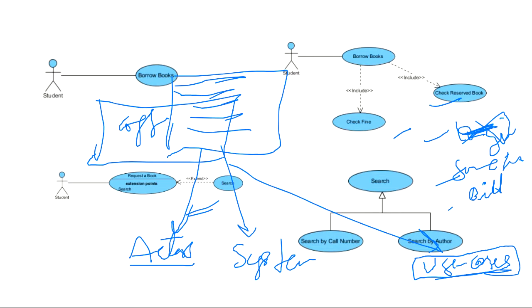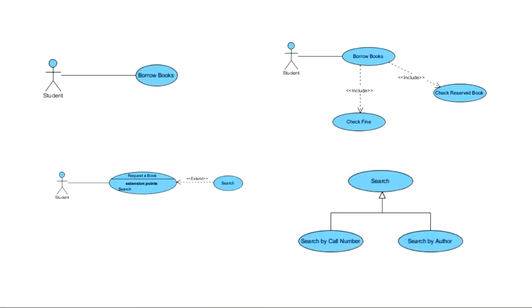But whatever is written in the question, those many actors, those many use cases, and those many relationships should be at least present. You cannot miss them. Where will marks be cut? If this is just a drawing and you can draw anything, then where will the marks be cut? Marks will be deducted if the question has asked for 3 actors and you have drawn 2 actors.